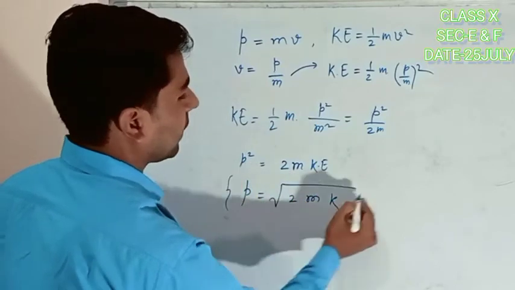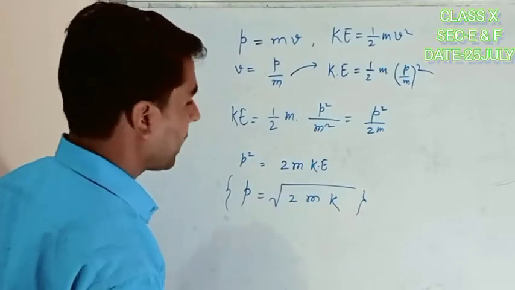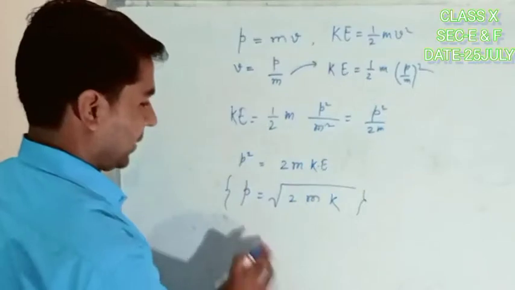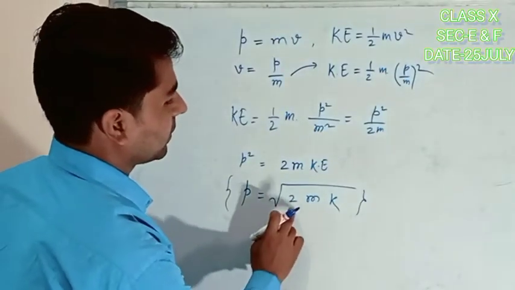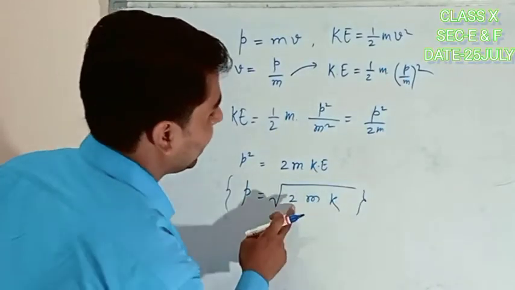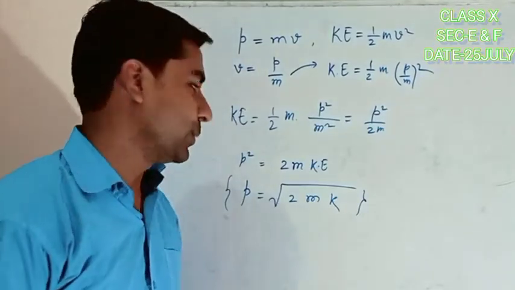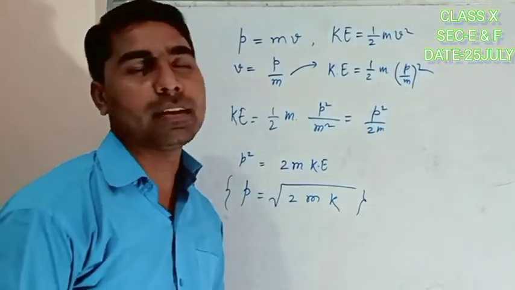Generally the kinetic energy is written with the symbol K. So if you remember my code for this equation, momentum is equal to under root 2mK: 2 for 2, m for mass, and K means kinetic energy. So this is the relation between the momentum and the kinetic energy.